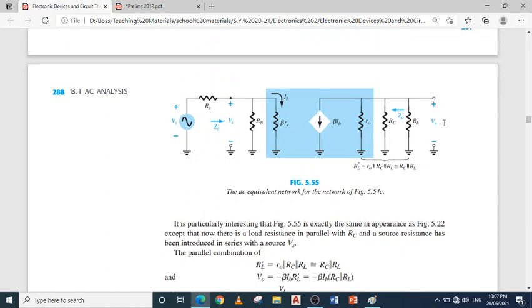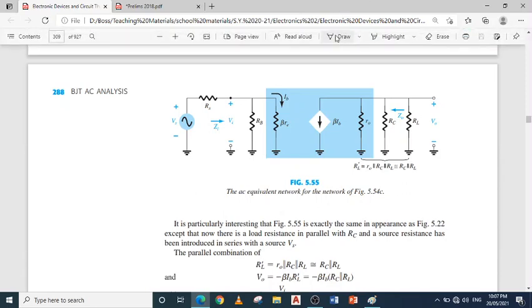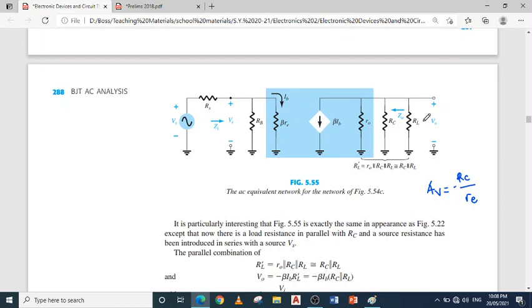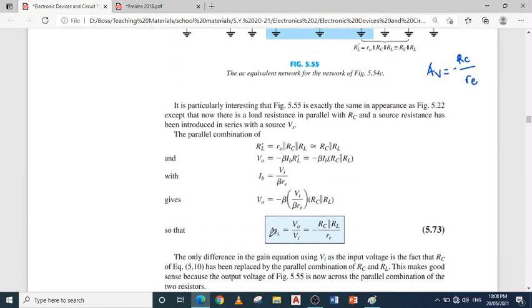Take note that without RL and without RS, so remove those first, the AV that we solve here, since this is a common emitter, is negative RC divided by RE. Now, when we have a load resistance there, we get its AVL.